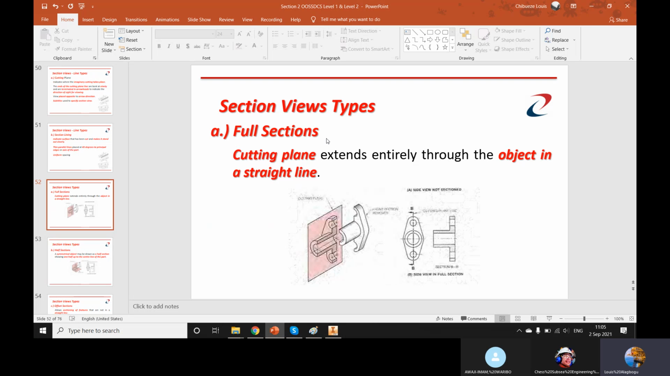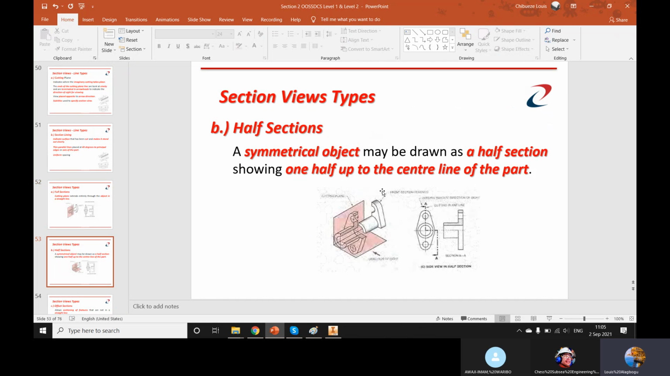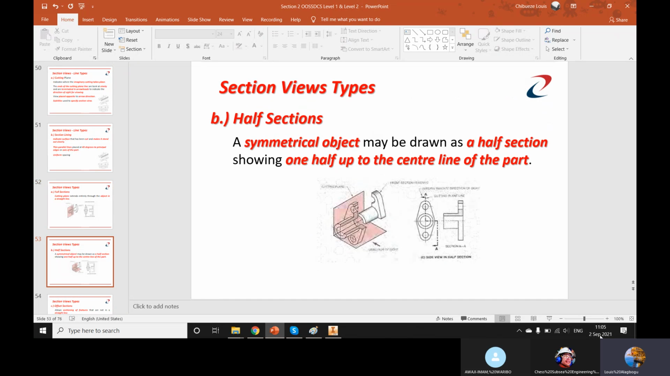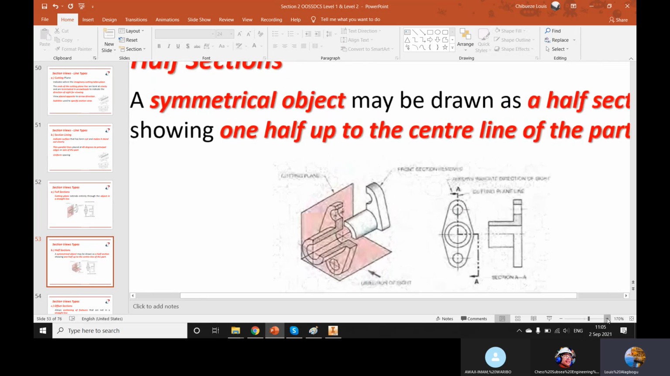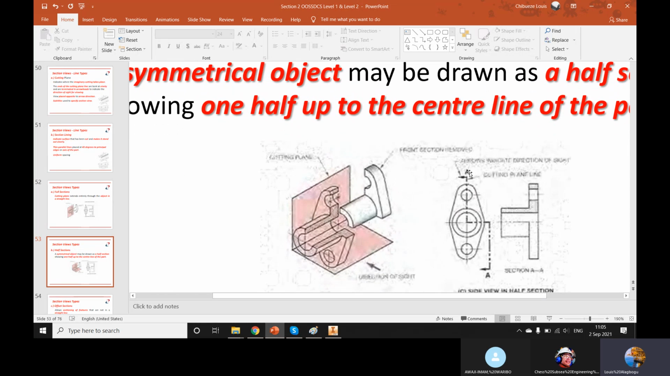There's the full section. In the full section, the cutting plane extends throughout the whole object. I said, assuming this is the object now, the cutting plane cuts through the full object. There's the half section. Now you need to look at this properly. This is the cutting plane now. It did not go through. It cut out just half. If you can, this will help explain it properly. Yes, I can see.